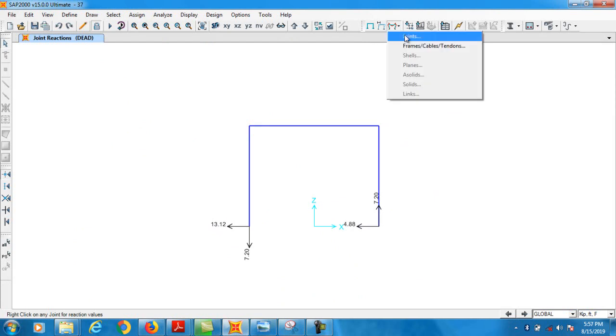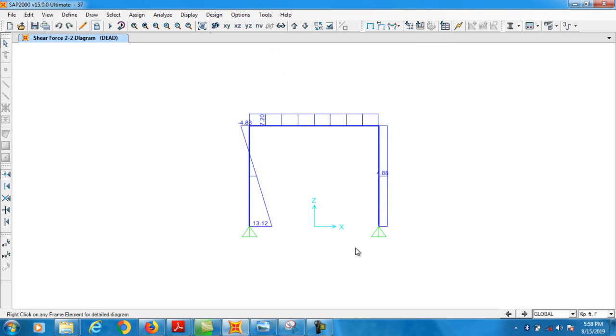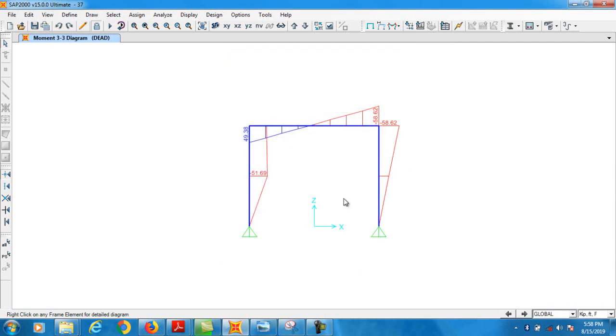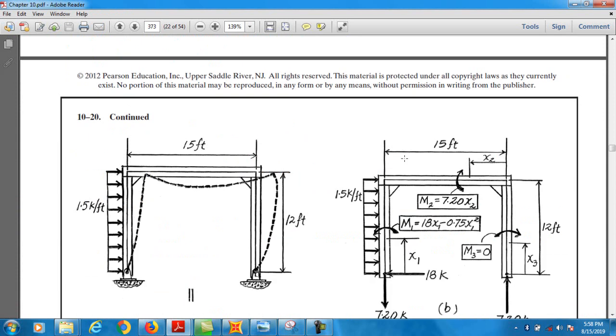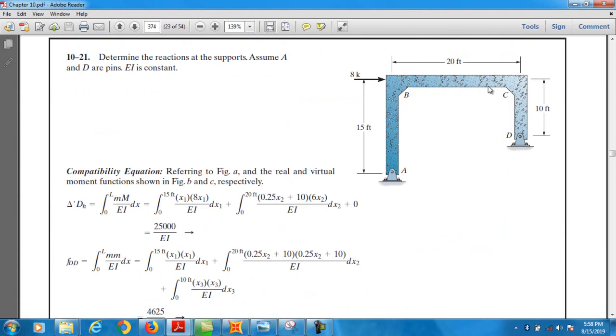If you want to see the shear force diagram, you can select this option. If you want to see the bending moment diagram, you can check this one. Clear? And these are the bending moment and shear force diagrams. The maximum bending moment is here, and at this point. Okay, so this is the example of how we can analyze a frame for wind loading.